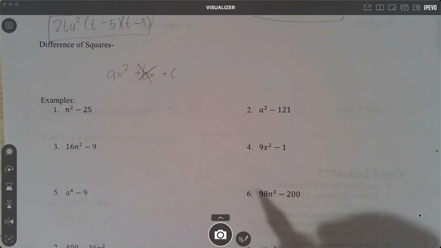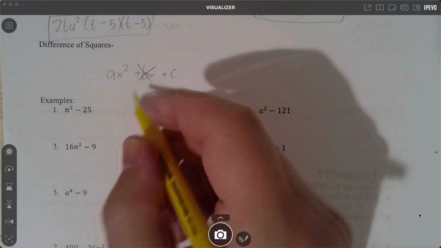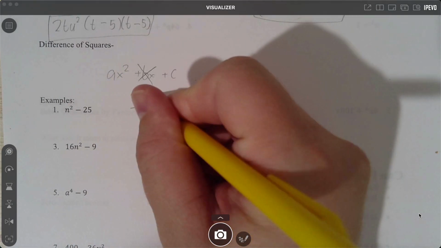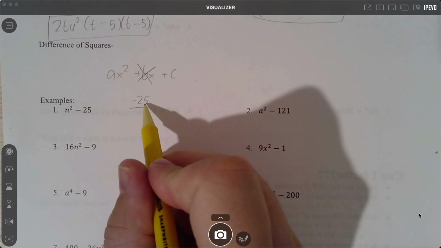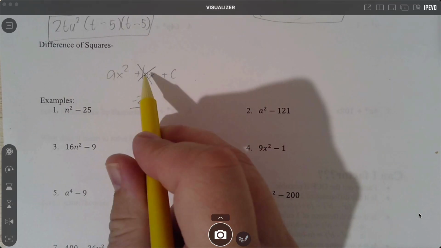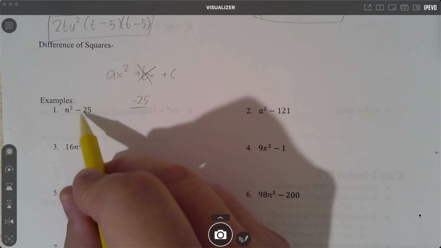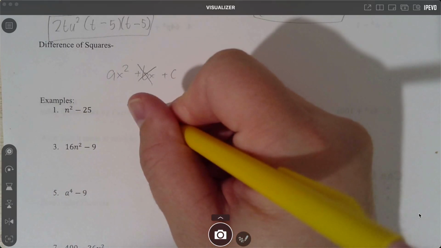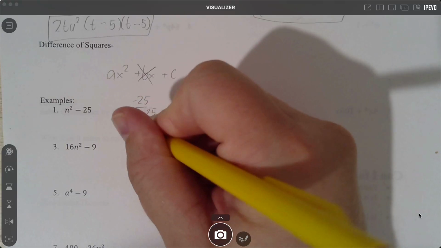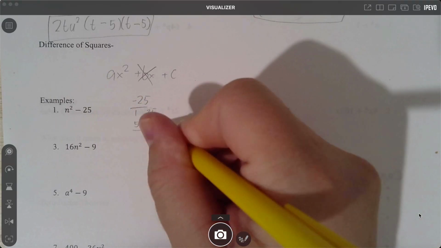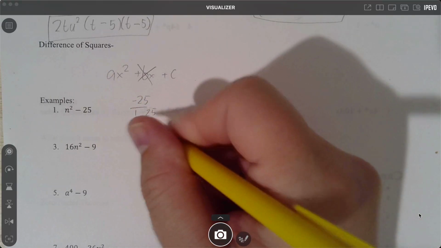What I do want to do that we didn't do in class, though, is just remind you that you're still doing regular factoring. You're saying what multiplies to 25 and subtracts to 0? Because I see nothing here, what multiplies to 25 and subtracts to 0? Why is there no middle term? Well, let's find out. There's 1 and 25, and there's 5 and 5. And guess what? 5 and 5 will subtract to 0.